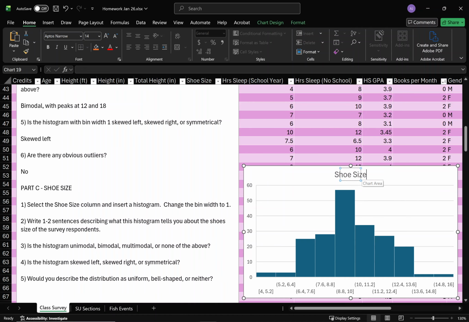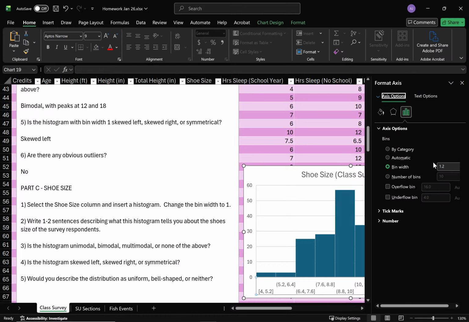Okay. Right, change the bin width to 1. All right. Some people did answer with 0.5 for their shoe sizes, but 1 is a good bin width anyway.